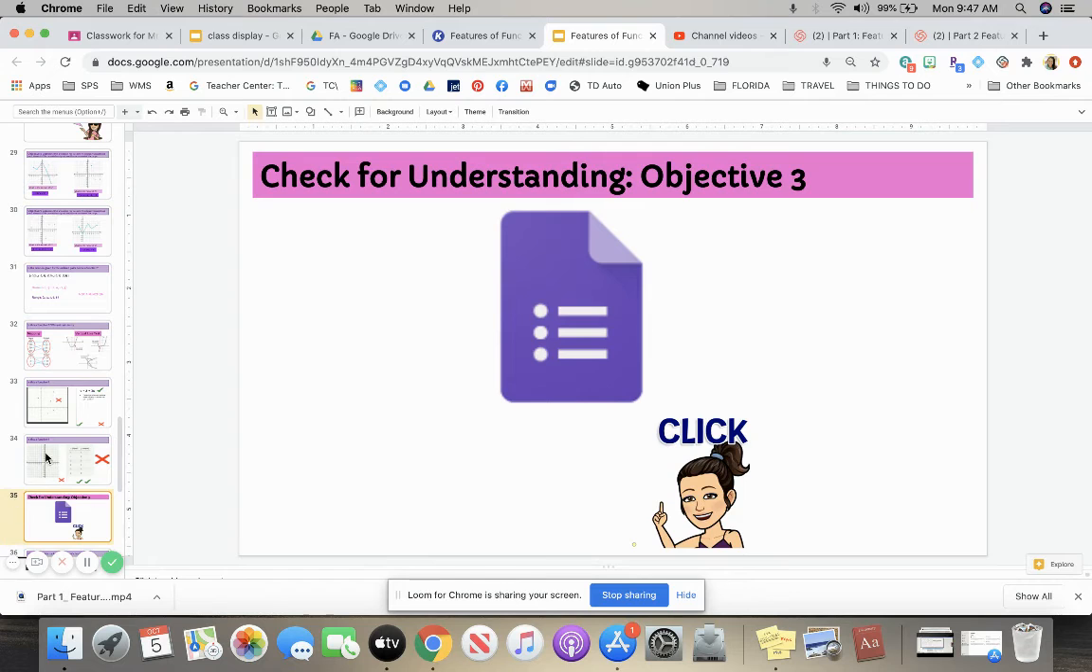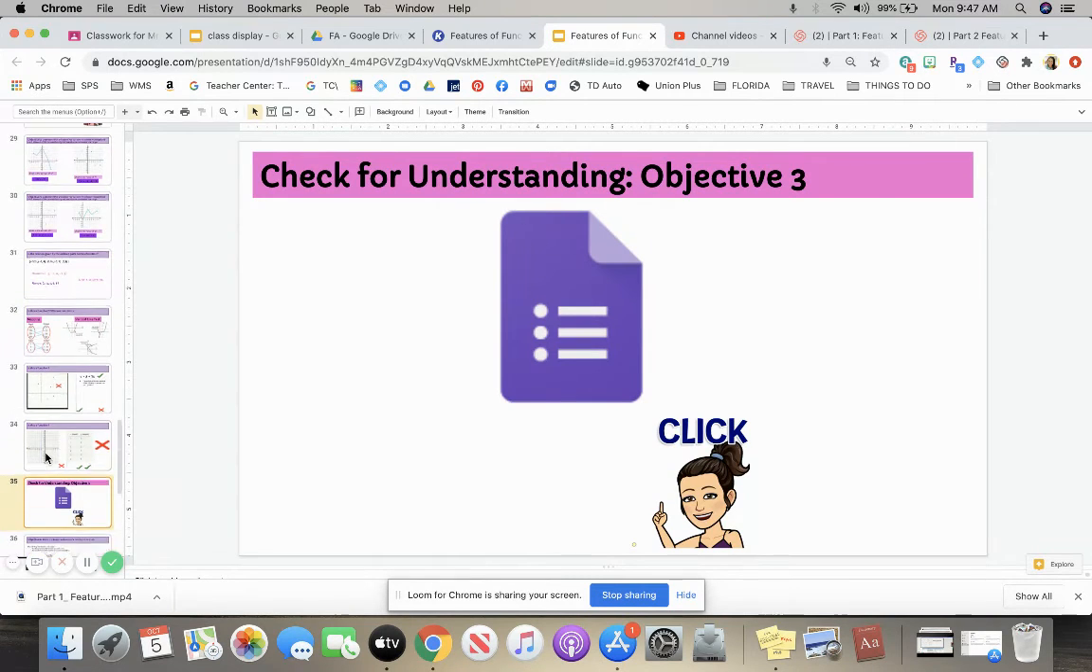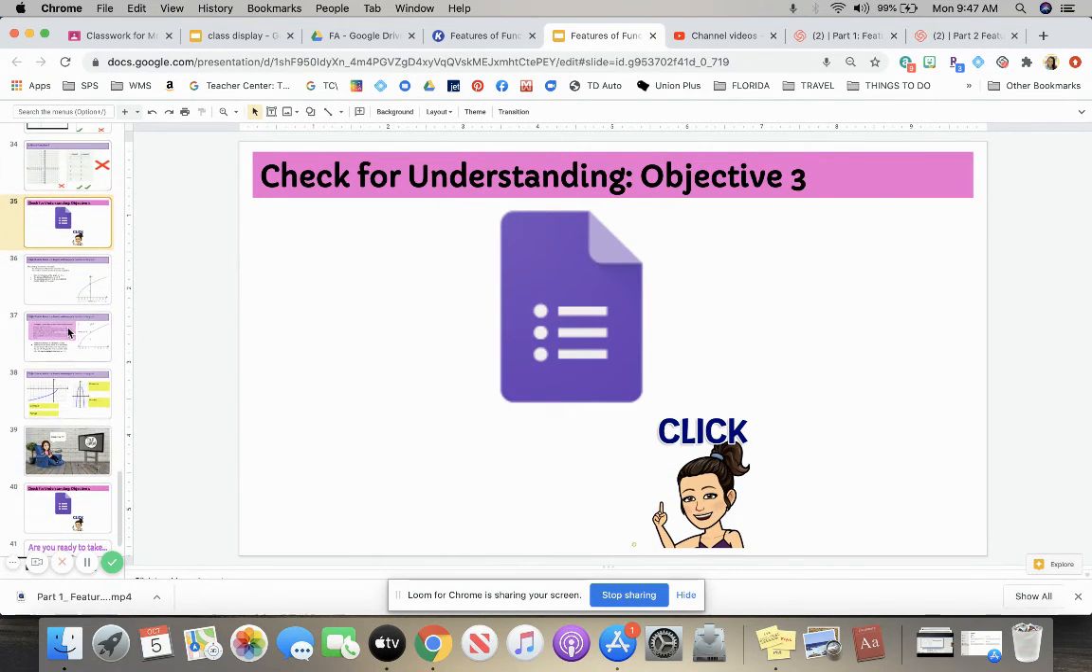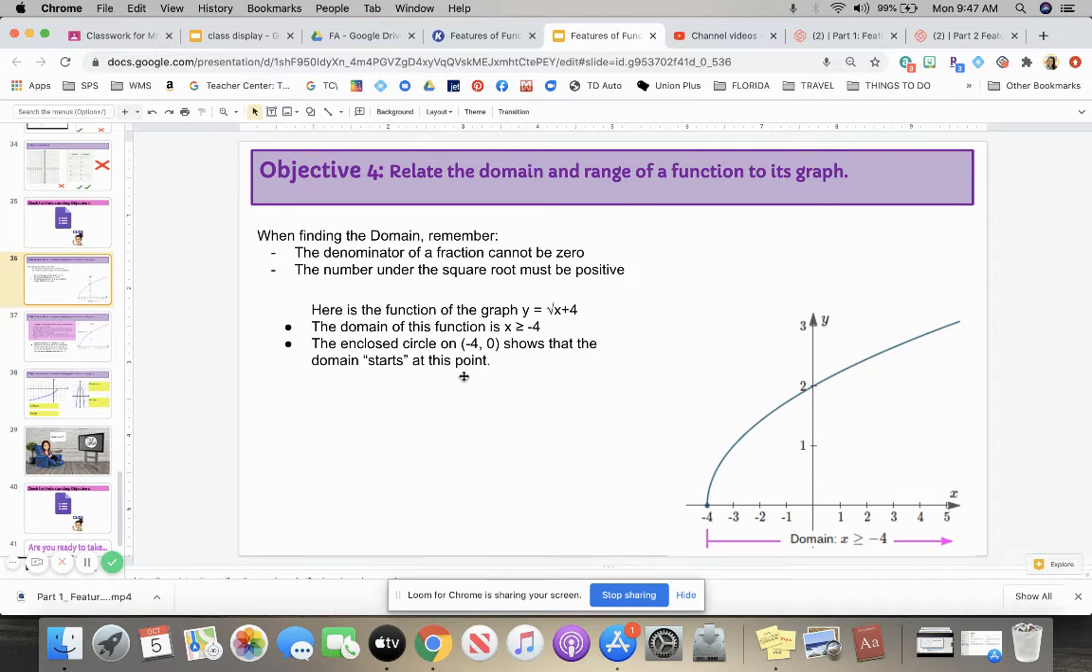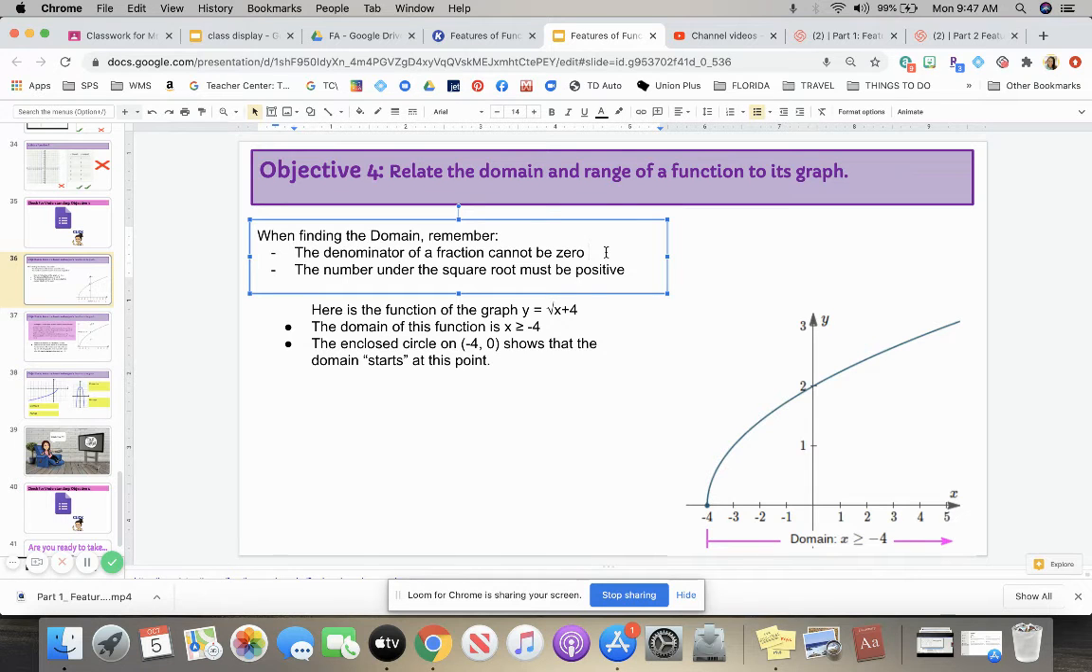All right, check for understanding for this objective. And then we have our last objective, which is very short. Relate the domain and range of a function to its graph. When finding the domain, remember, the denominator of a fraction cannot be 0 because our domains can also be fractions. The number under the square root must be positive. So this type of graph here means that the function has a square root in it.